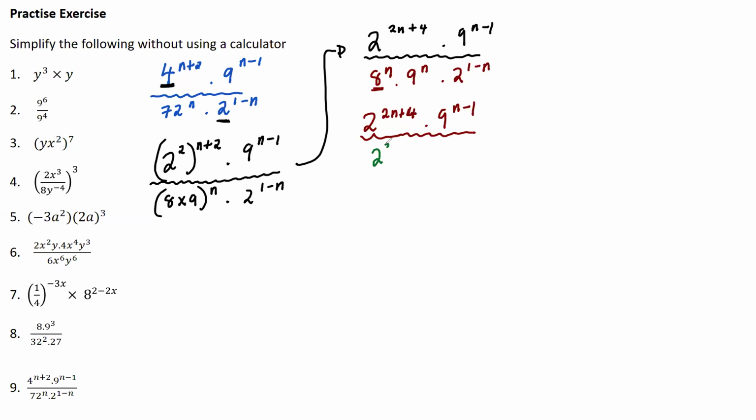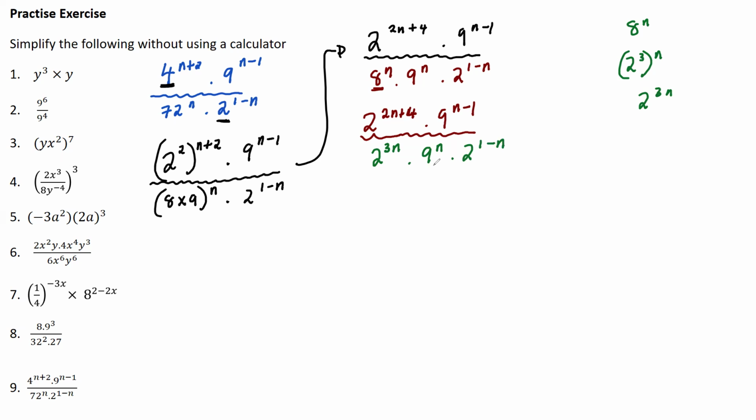It's 2 to the power 3 to the power n. Let me do it on the side here so that I can write the final answer like this, which eventually becomes 2 to the power 3n. So here I'll write 2 to the power 3n times 9 to the power of n times 2 to the power of 1 minus n.